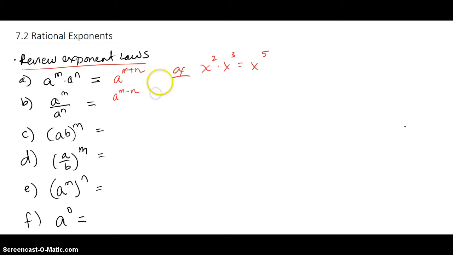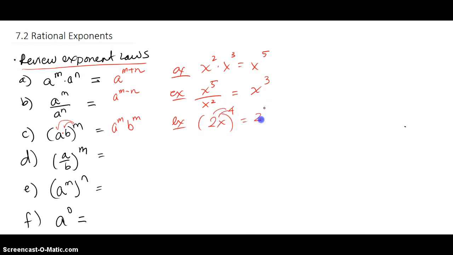So for example, if I have x to the fifth over x squared, that's going to give me x to the 5 minus 2, which is 3. If I have a product inside shared to an exponent, the exponent applies to both. So that's a to the m, b to the m. For example, if I have 2x, everybody raised to the fourth, each of the guys is going to get the power, and that's going to give me 16 x to the fourth.